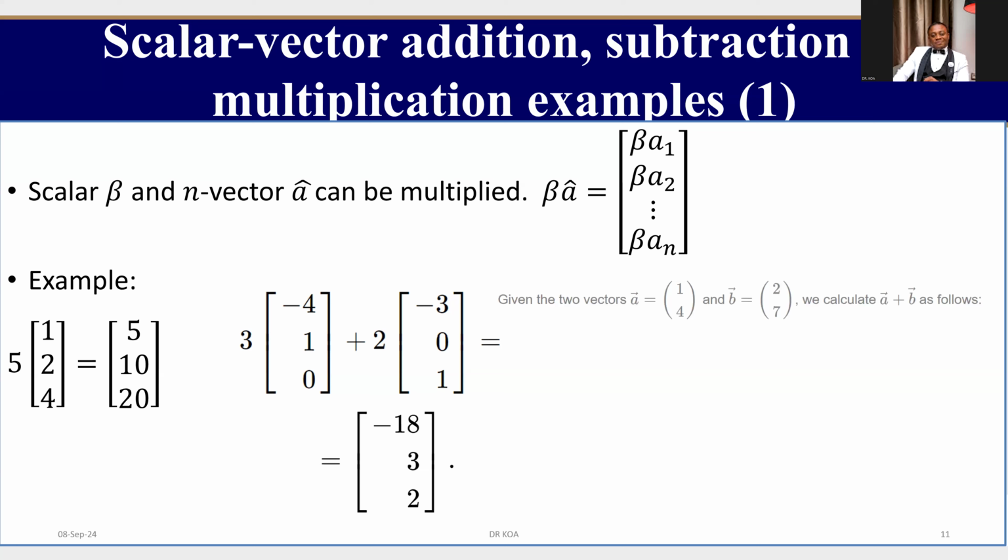Let's go to another one. On the right here, we have two vectors. A is 1 and 4 from top to down. B is 2 and 7, top to down. Find A plus B. Quick. I'm trying to mix all of them for you. What is A plus B?